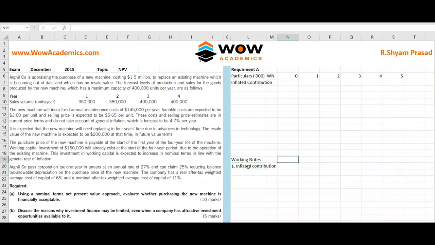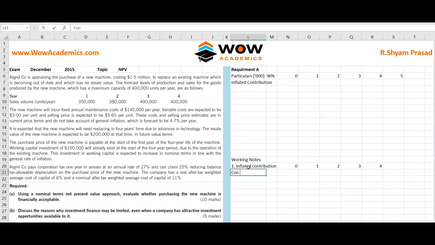So we'll have the years as 1, 2, 3, 4. If you want, you can even have the 0th year. That won't be a problem. So we'll start with the contribution per unit.